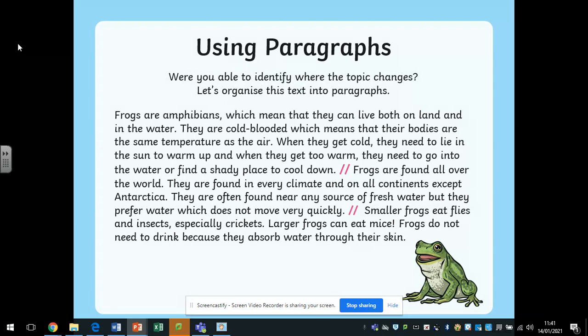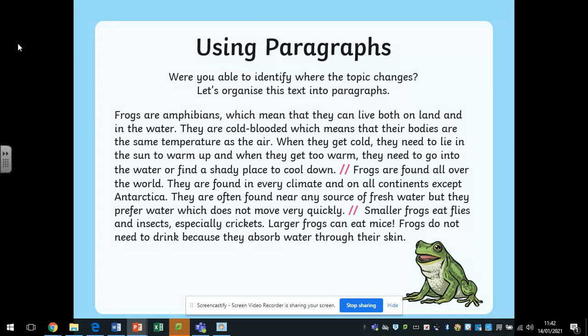So if you have a look there are two pinkish purple slanted lines. And those markers are used there to indicate where a new paragraph should have been used. And I know some of you have seen me put that into your writing book, or Miss Cross put that into your writing book. So you can see here that the first bit there is a general introduction to frogs.